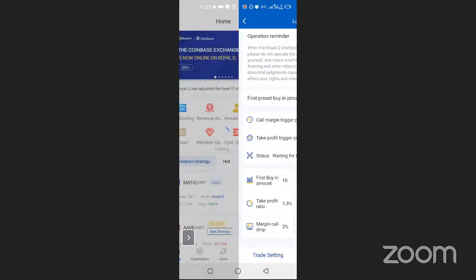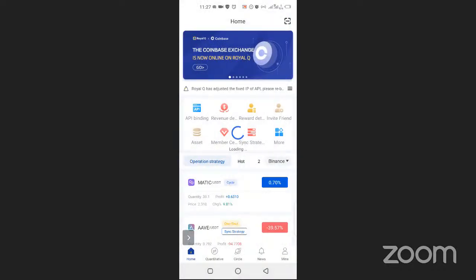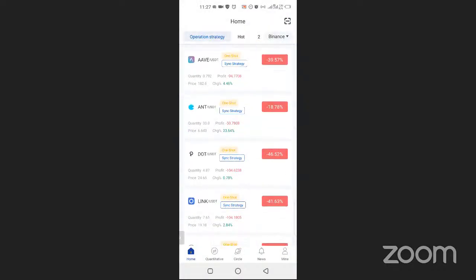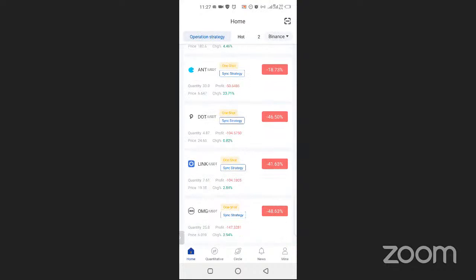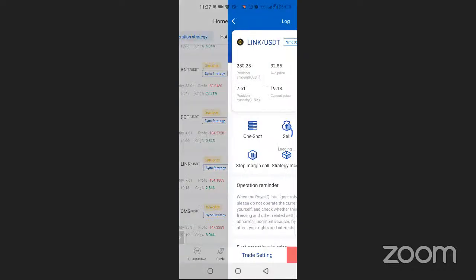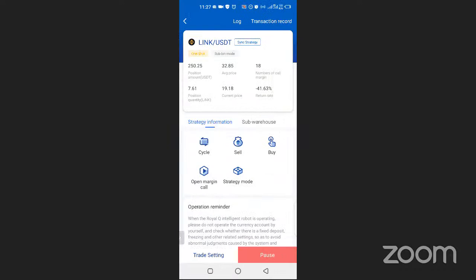I have coins in floating loss, right? Okay, for example, I wanted money from this coin. I've already sold it out. I don't know why it's still here. I've already sold it out.